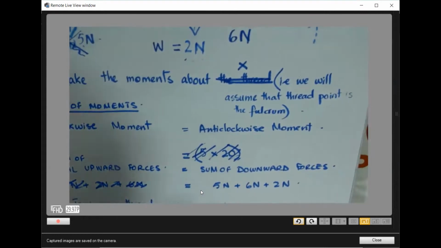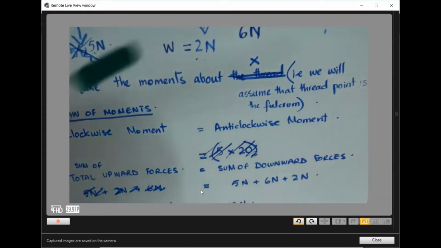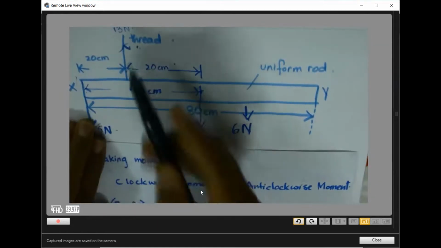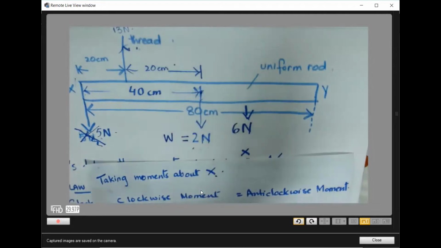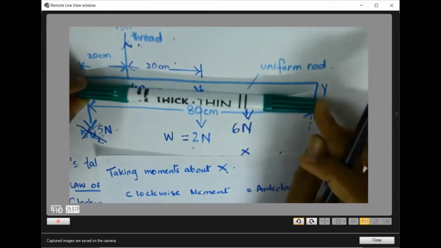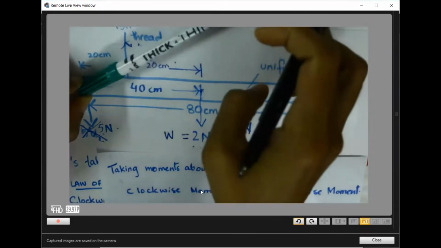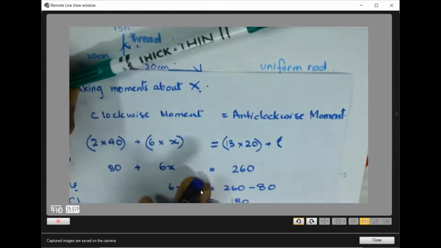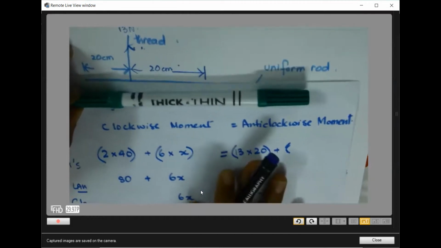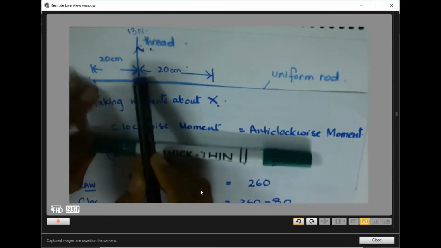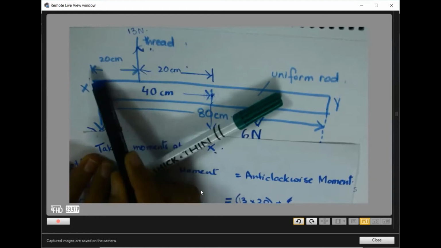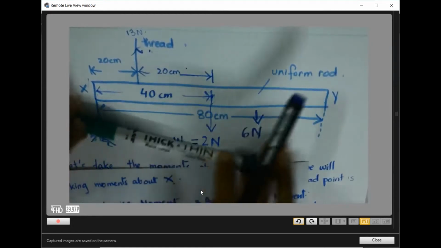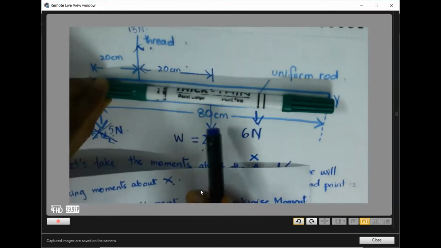Now, using the law of moments, taking moments about X, clockwise moment. So 13, what is 13 doing? Moving clockwise or anti-clockwise? This is anti-clockwise. So I wrote down 13 multiplied by the perpendicular distance. The perpendicular distance is 20 centimeters. So 13 multiplied by 20. Now, next force here, there's 2 Newton.